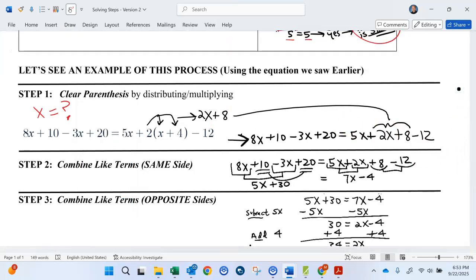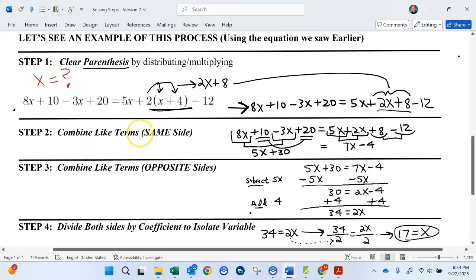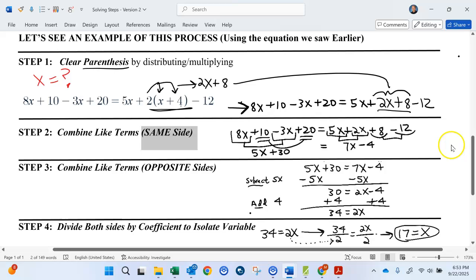So the first thing was to clear parentheses. So that was what this first step is doing here. And then we got this equation, right? So instead of 2x plus 4, we now have 2x plus 8, okay? The next thing is to combine like terms on the same side. So we did that, the 8x, the 3x, okay? So look at this, and we did it over here.